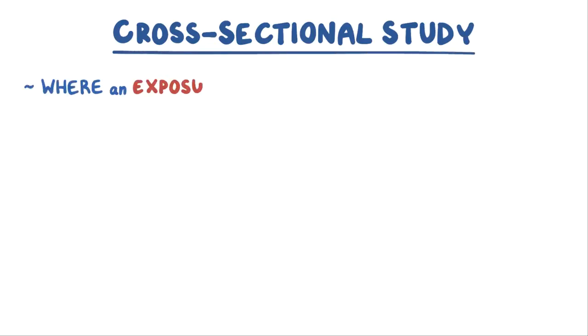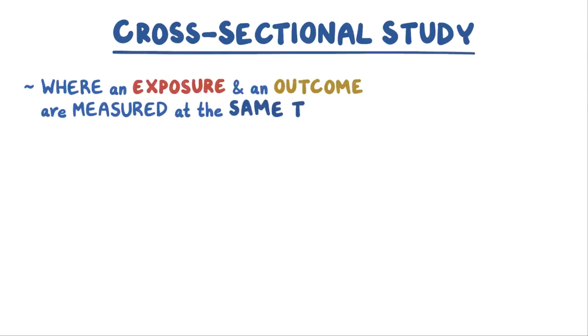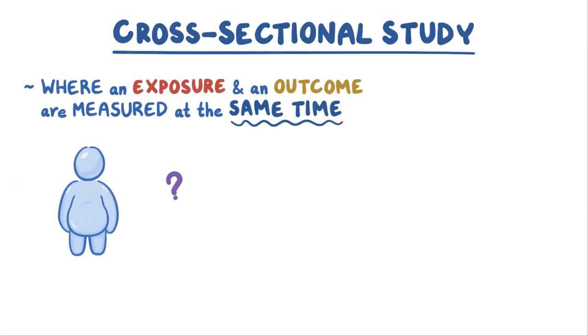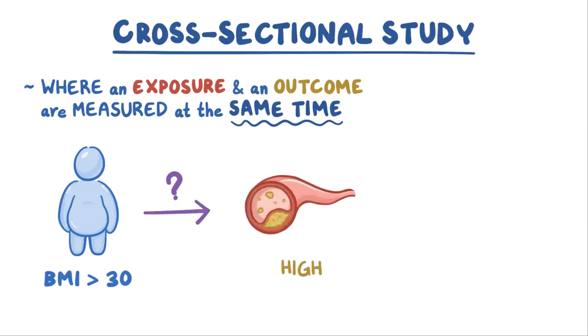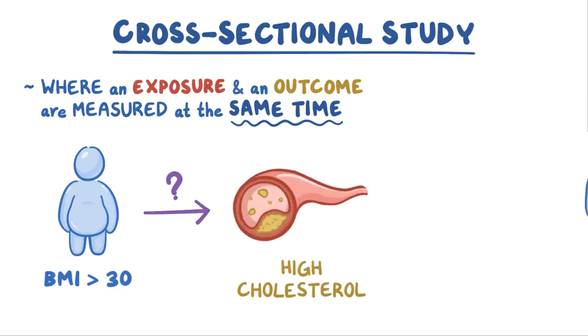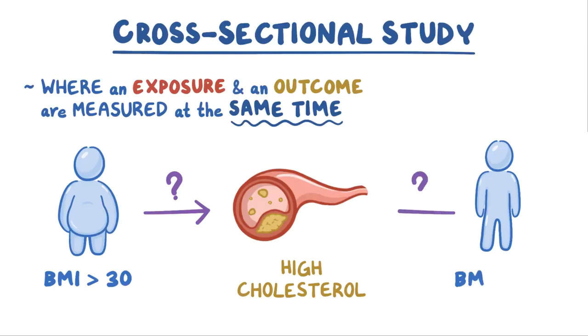A cross-sectional study is a study design where an exposure and an outcome are measured at the same time. For example, let's say you want to figure out if people who are obese, having a body mass index or BMI of 30 or higher, have higher serum cholesterol levels compared to people who are not obese, having a body mass index below 30.